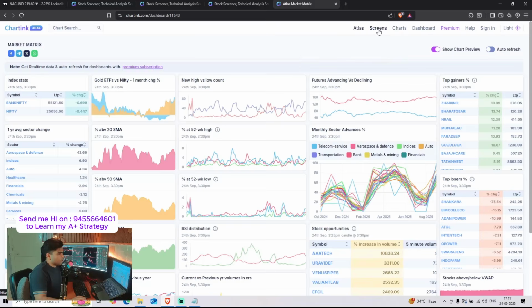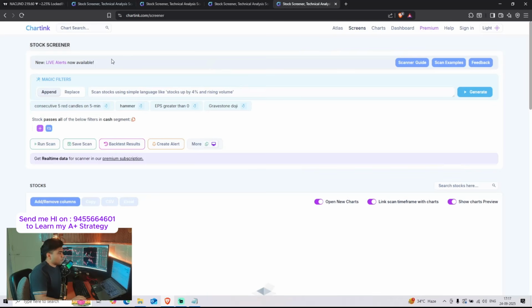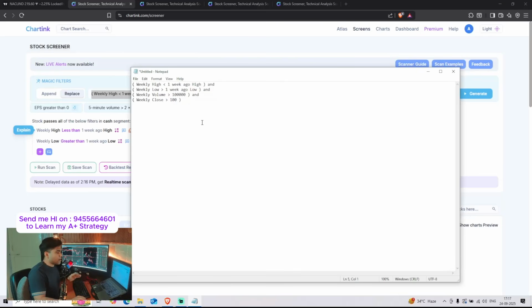Then in this area, you will see screens written, and on the screen it is written create your own scan. This will be the screen right in front of you. I have already written my codes here. I will share these codes with all of you in the comment section. You can directly copy from there.